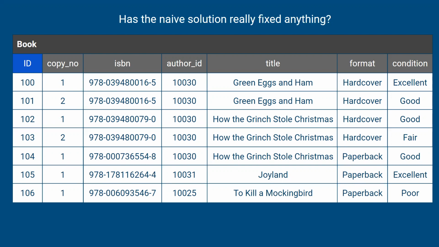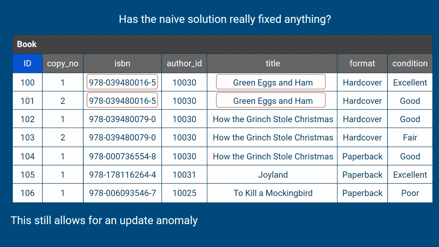Now let's talk about what some of those anomalies are. Has this naive solution fixed the problem at all? Let's take a look. An update anomaly is when we get a bad situation in our data because of an update. So let me update one of these titles. Instead of Green Eggs and Ham, I'm going to errantly put Green Ham and Eggs.